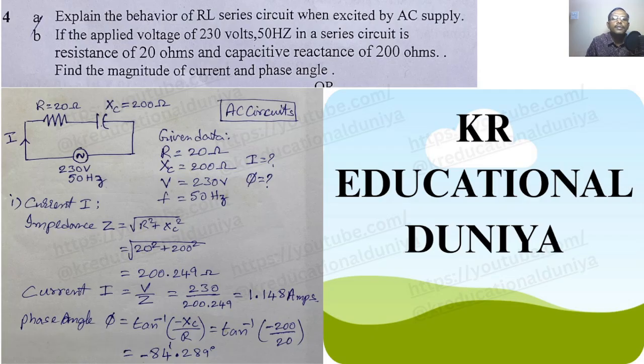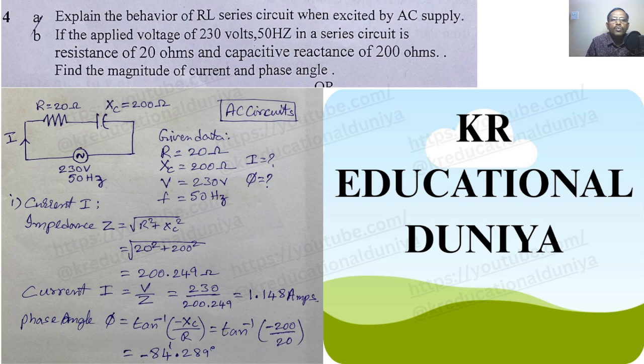Next, coming to another question, which you will find in AC circuits, 4B. Read the problem carefully. If the applied voltage, here the AC voltage, is 230 volts and the frequency is 50 Hz in a series circuit. What is a series circuit? There is a resistance and there is a capacitance.